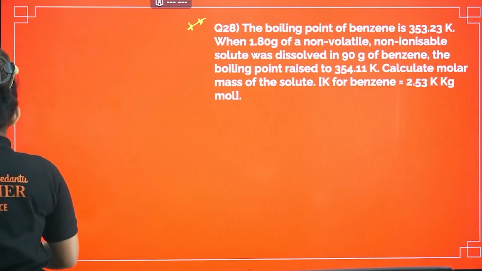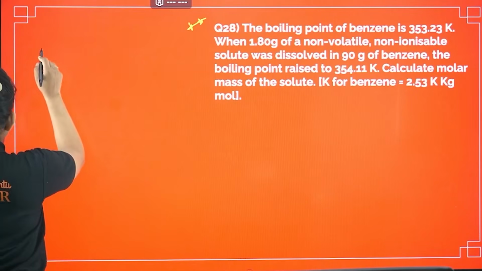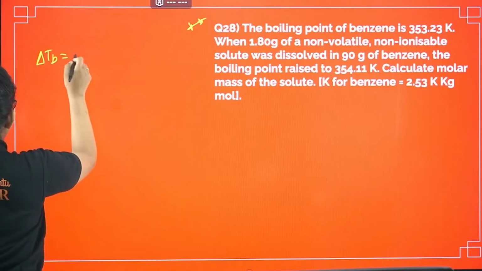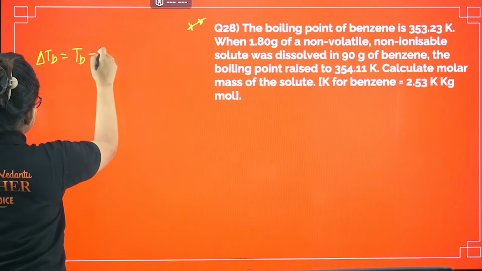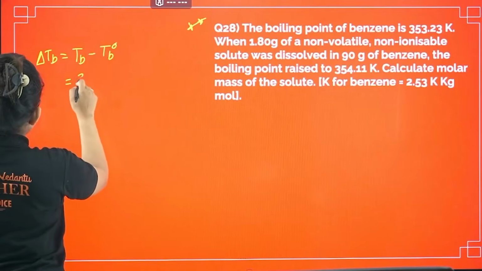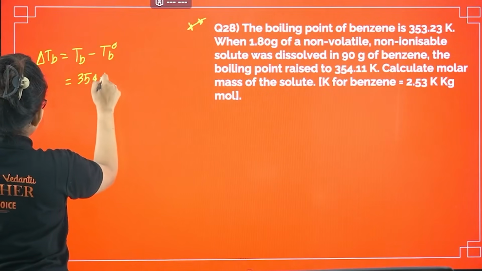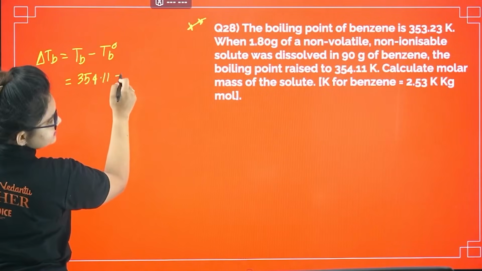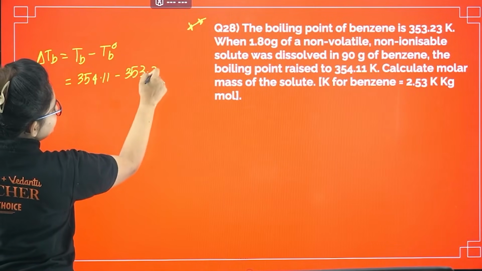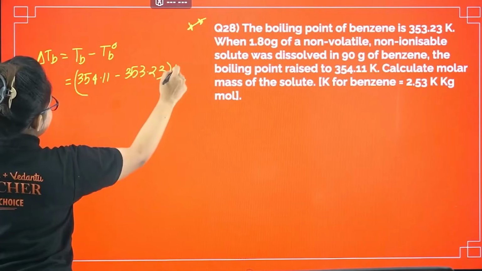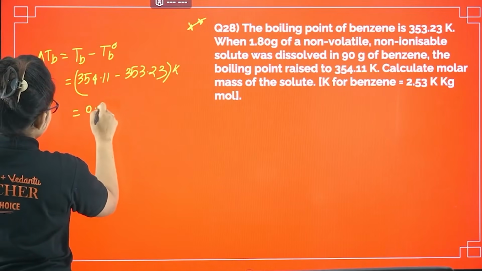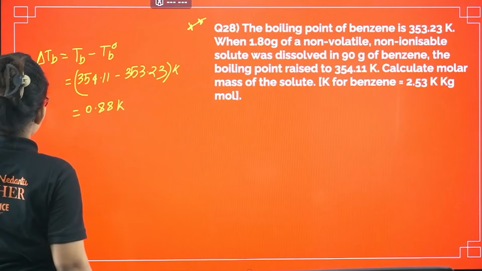Okay, so this is also a direct formula you can apply, that is elevation of boiling point. At first, delta TB let me calculate, that is TB minus TB naught, right? So TB is given as 354.11 minus 353.23 Kelvin, right? So if you do this, it should come up to be 0.88 Kelvin.